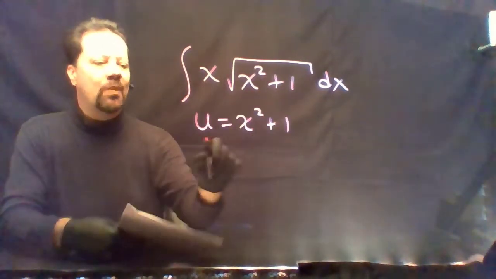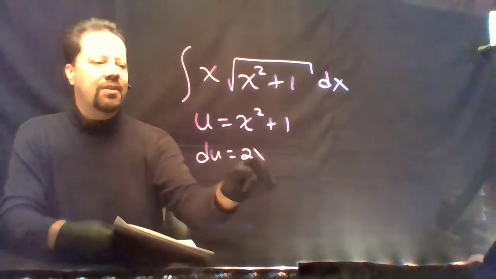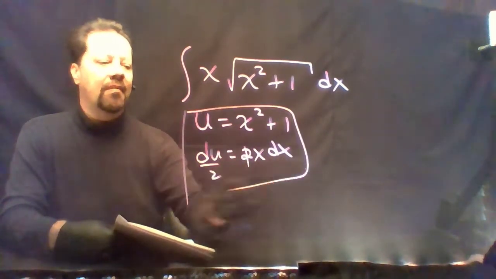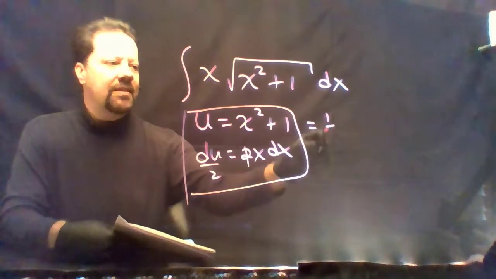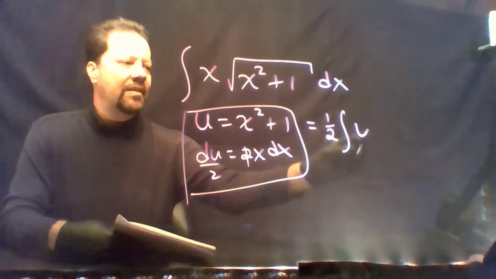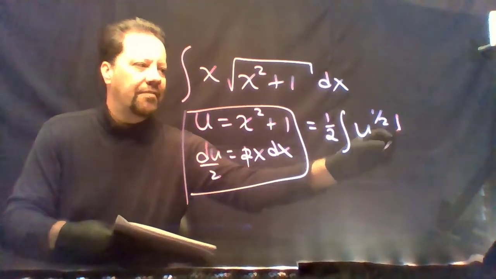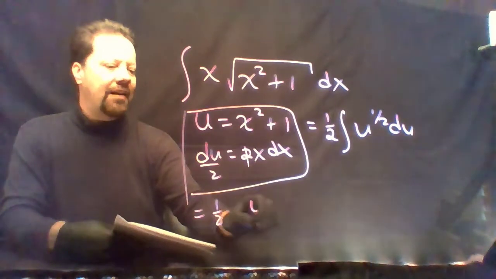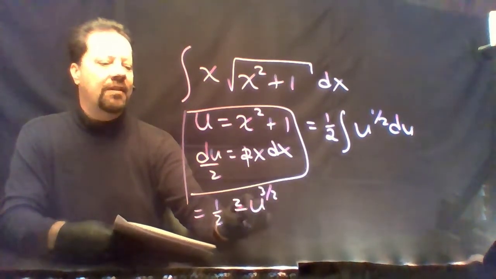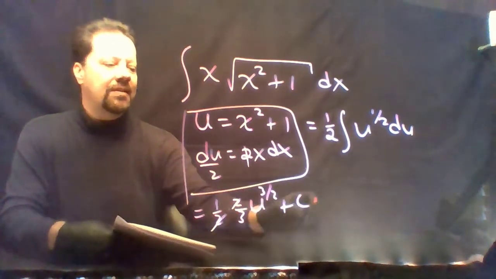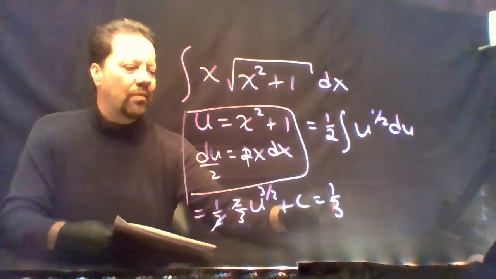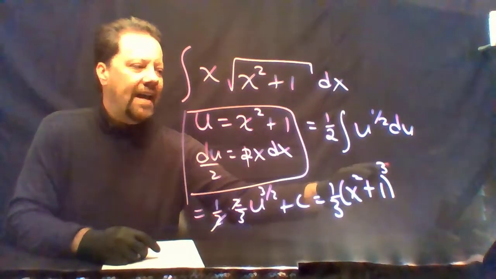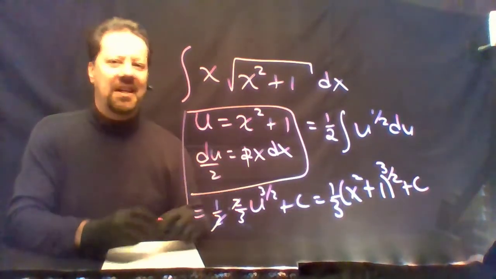U is x squared plus 1. Du is 2x dx. Divide the 2 off. We transform this integral as 1/2 the integral of u to the 1/2 du. We have 1/2 u to the 3/2 times 2/3 plus c. And so we get 1/3 times the quantity x squared plus 1 to the 3/2 plus c.